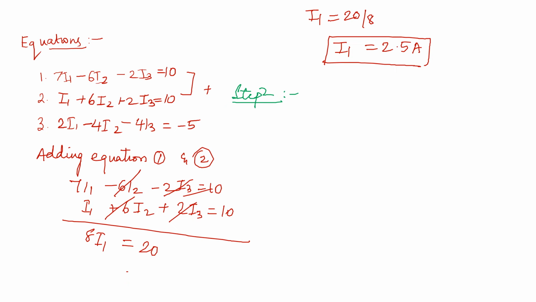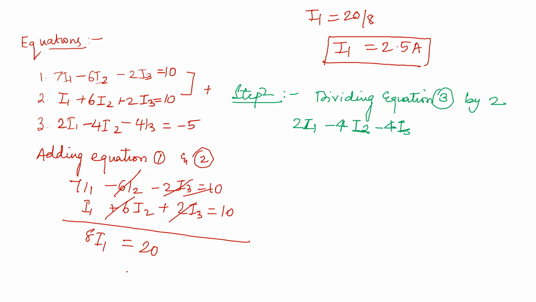In this second step, I will divide equation number 3 by 2. Equation number 3 is 2I1 minus 4I2 minus 4I3 equals to minus 5. Then we have to divide it by 2.